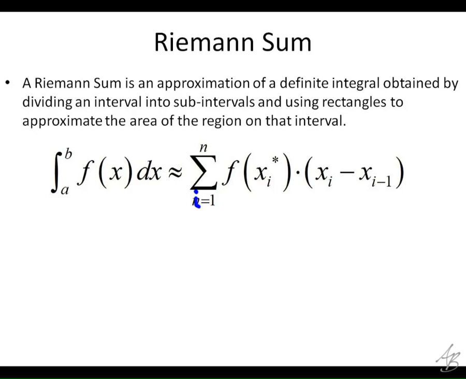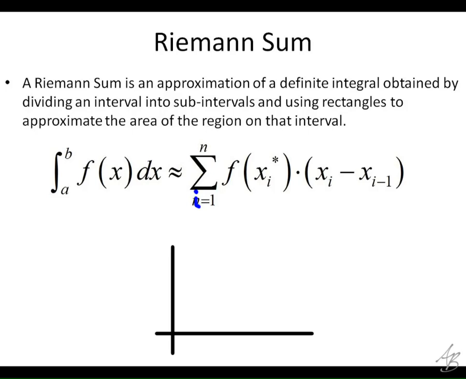So the only difference between this and what we've been doing, there are two main differences, is that first of all, delta x is x sub i minus x sub i minus 1. That's the difference between the right endpoint and the left endpoint of any subinterval. This could vary. So the interval widths could vary as much as you want.